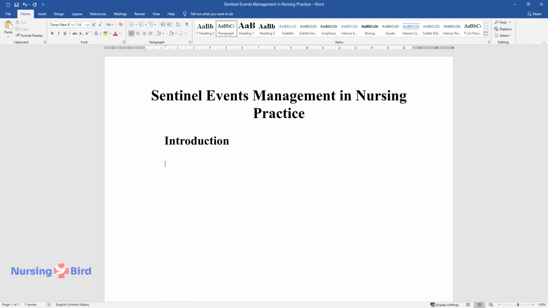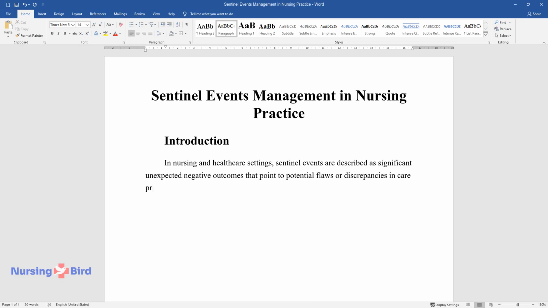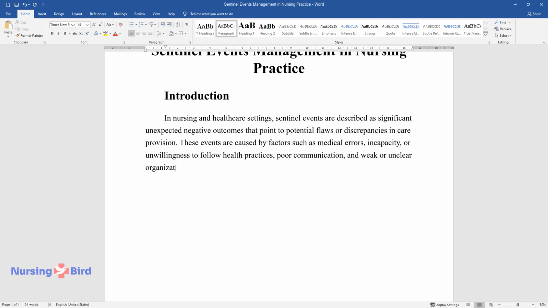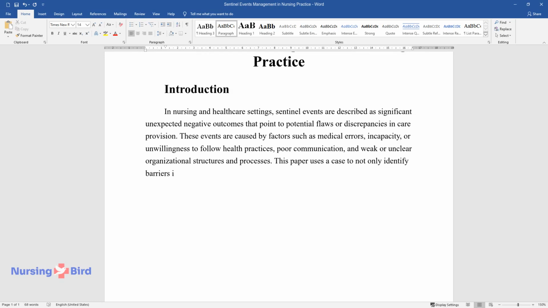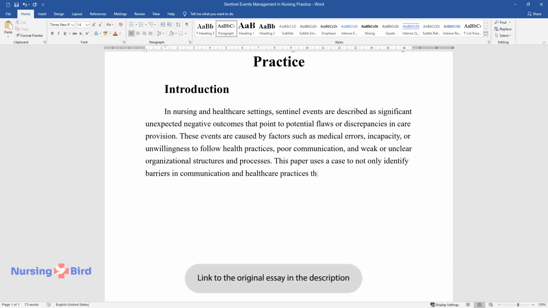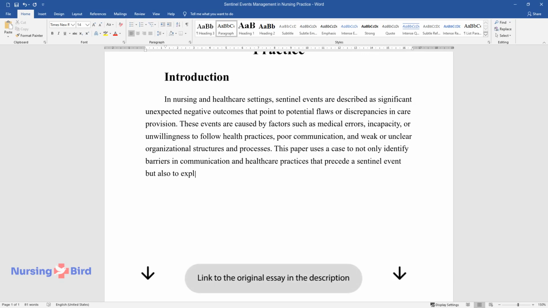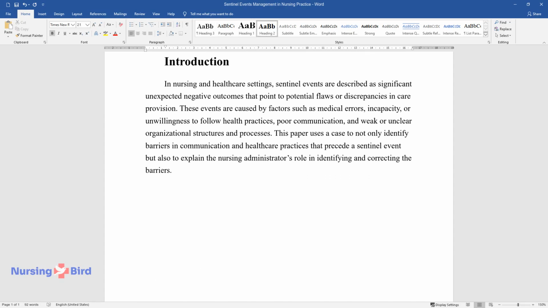Introduction. In nursing and healthcare settings, sentinel events are described as significant unexpected negative outcomes that point to potential flaws or discrepancies in care provision. These events are caused by factors such as medical errors, incapacity, or unwillingness to follow health practices, poor communication, and weak or unclear organizational structures and processes. This paper uses a case to not only identify barriers in communication and healthcare practices that precede a sentinel event but also to explain the nursing administrator's role in identifying and correcting the barriers.